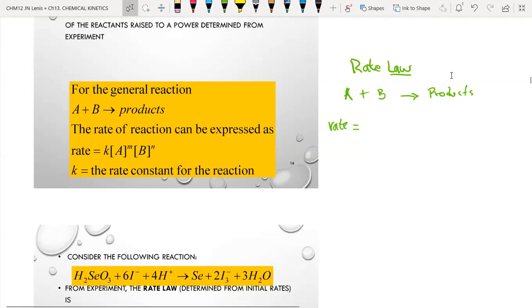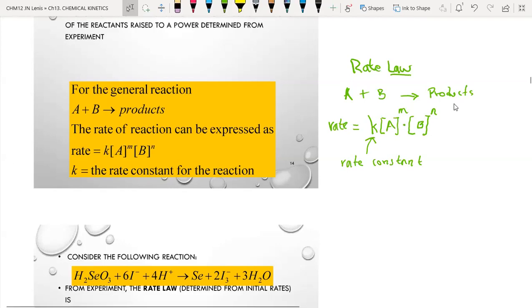So the rate for the overall reaction equals a constant, lowercase k, which is called the rate constant, times the concentration of A raised to an exponent, and we're going to call that exponent m, times the concentration of B raised to an exponent, lowercase n. m and n represent any number.